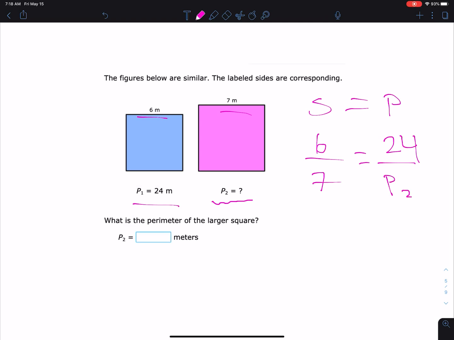So then you just simply cross multiply. So 6 times P2 is 24 times 7, which is 168. Let's divide by 6. So P2 is 28.